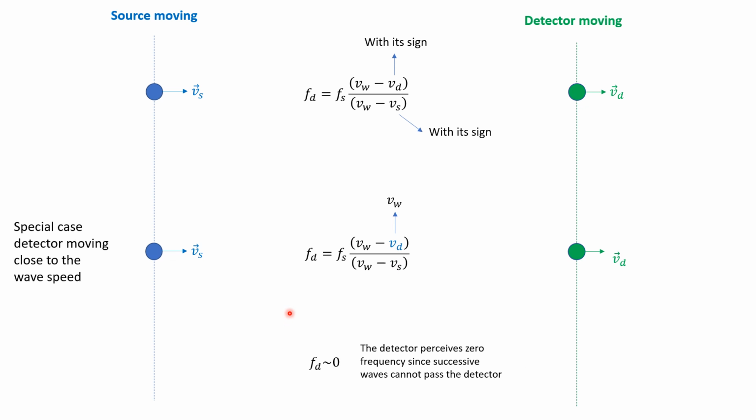Okay, what happens if the detector moves with a speed that's close to the wave speed? Then what would the frequency be? You see that VW minus VW is 0, so you get a frequency of 0. Now, how can we understand intuitively what's happening?